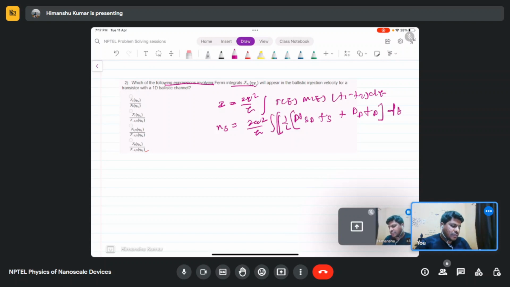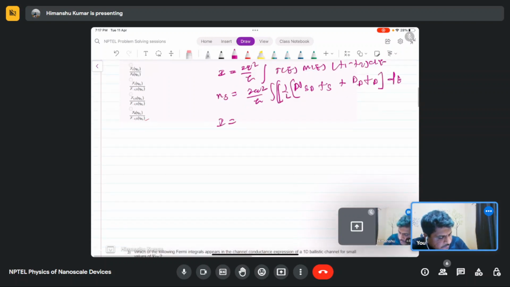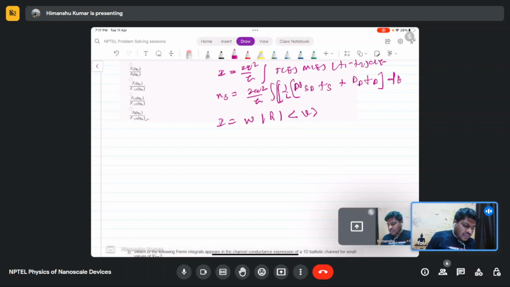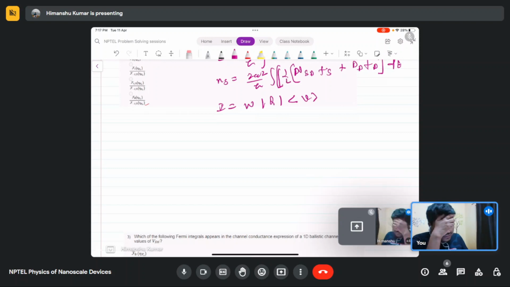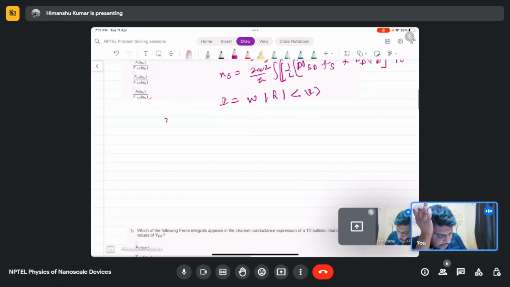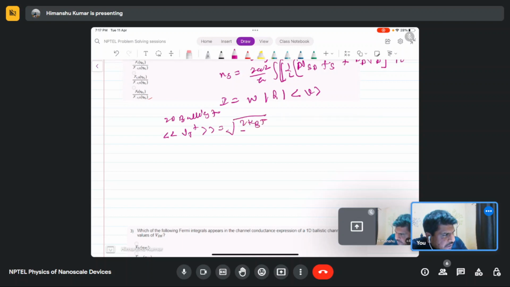Okay, so the current you can calculate as W times q times the average velocity. Now, in the discussion of the 2D ballistic MOSFET in the class, your average injection velocity in the positive direction will come out as square root of 2 kBT by pi m star, multiplied by F of half n_F divided by F of 0.